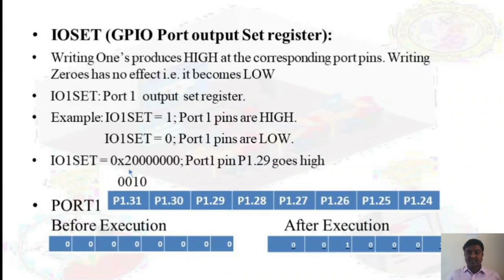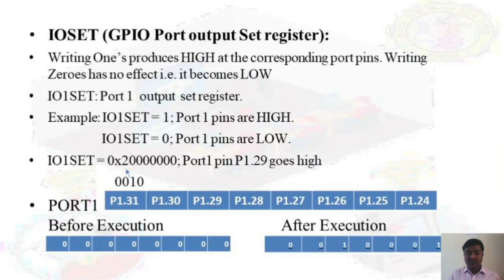Then IOSET, the GPIO port output set register. When we write a 1 to a port pin, that pin becomes high. As we have seen in the diagram here, for example with port 1, P1.24 to P1.31. Before execution, all the values are 0. After execution, we are setting the value to 1 in this position, because here IO1SET equal to 2 means 0, 0, 1, 0.